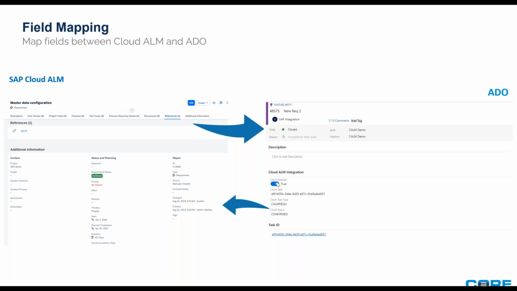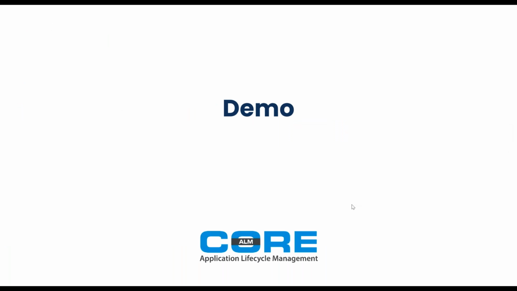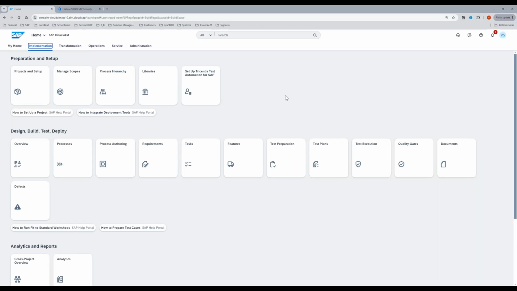Also, as far as the dates, as you see in here, for example, the status and the time boxes, any of the fields can automatically be integrated within your Cloud ALM, such as area, iteration, etc. Okay, so now what we're going to go through is a short demo of Cloud ALM. And once we go through Cloud ALM, then we'll also dive into the Azure DevOps integration as well. So we'll go through a task as well.